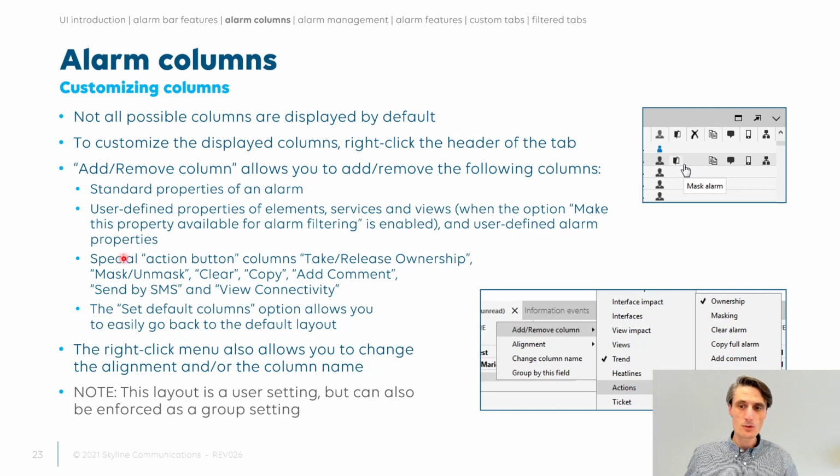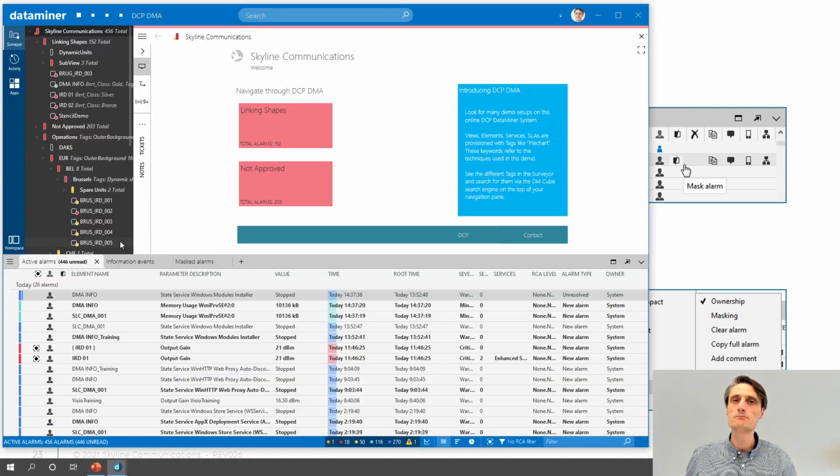Okay, so those were some of the most important properties or columns that I can add. So I added some standard properties, but also the trend line and the heat line. I added some special action buttons in there. And there are also some user-definable properties that we can add. Remember from the Cube sidebar that we added on some devices some additional information, like if it's a gold, silver, or bronze class where the alarms are happening here.